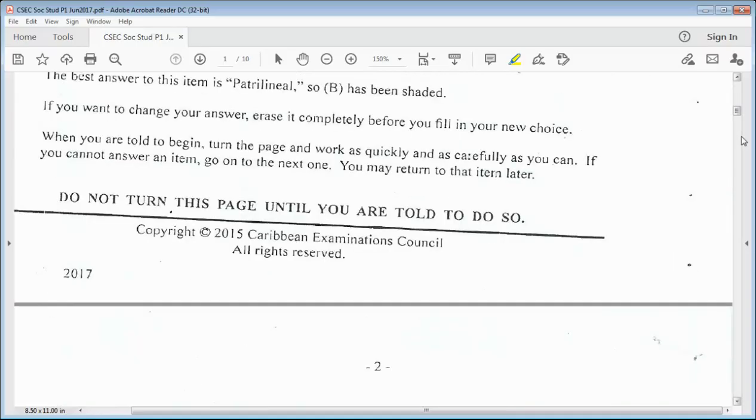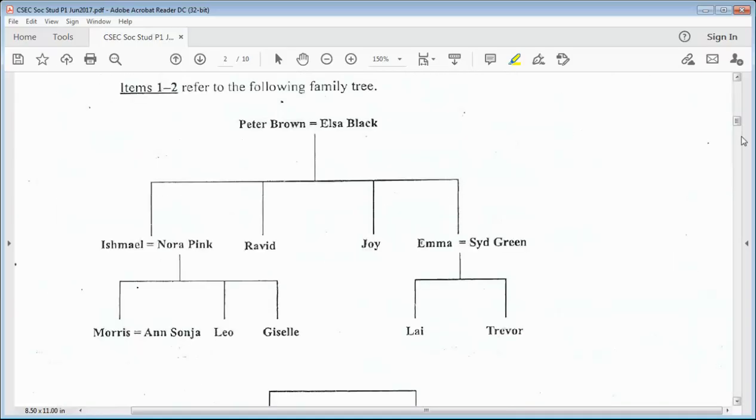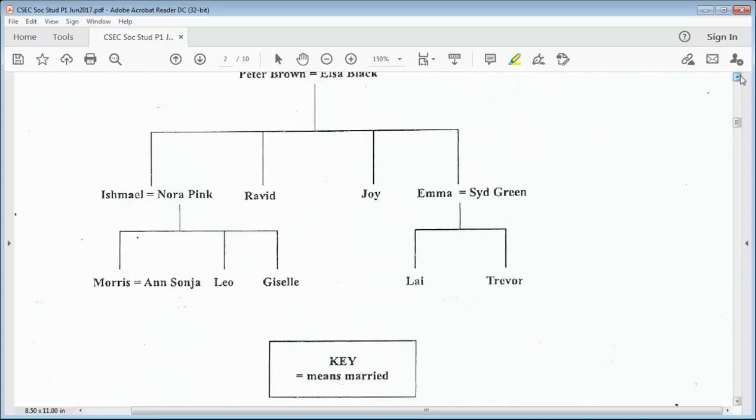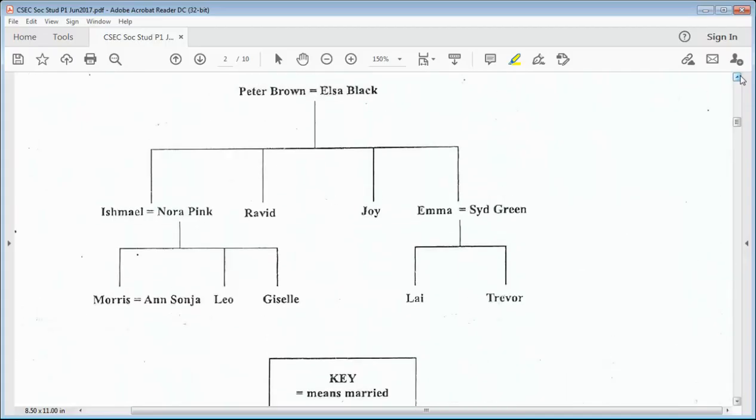So let's look at our first question. Items 1 to 3 refer to the following family tree. According to this, the key equal sign means being married. So we have Peter Brown married to Elsa Black, and they have 4 children: Ishmael, Ravid, Joy, and Emma.